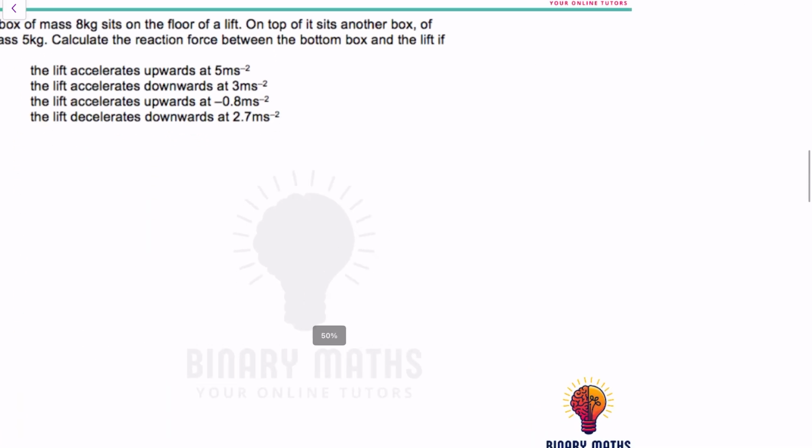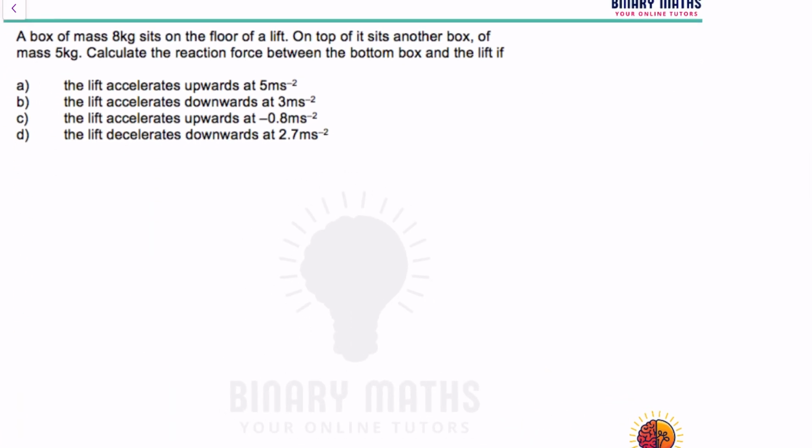Okay, next question. A box of mass 8 kg stands on the floor of a lift. On top of it sits another box of mass 5 kg. Calculate the reaction force between the bottom box and the lift if each of these scenarios is happening. So we've got the top box. Let's just call it top box. It has mass 5 kg, so it's 5g acting downwards, and it's got a reaction force obviously from the bottom box pushing it up.